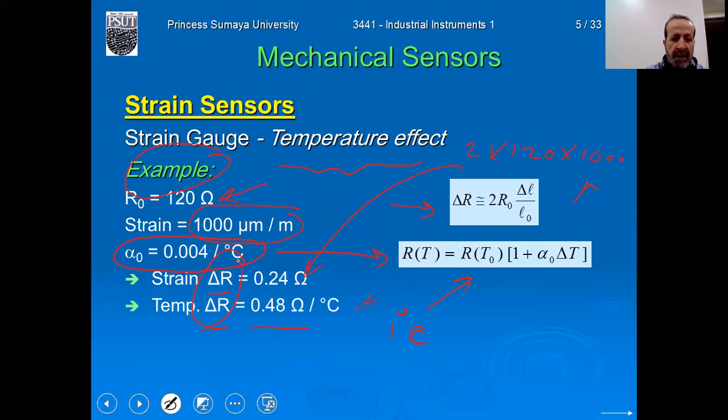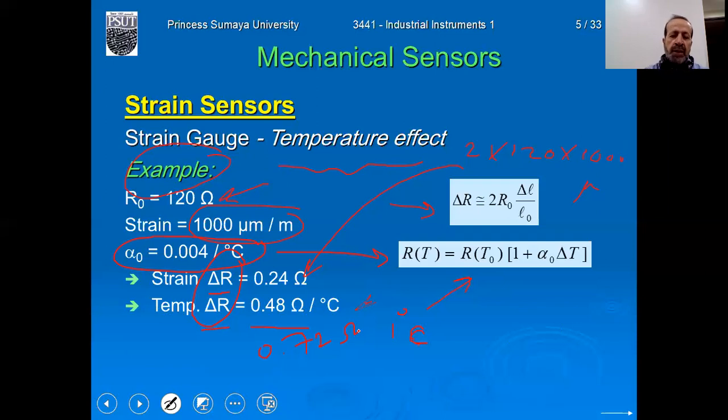And this is undesirable. So if you add this to this, for example, you will get a change in resistance of 0.6 or 0.72 ohm. But the strain change alone is actually only 0.24, so you will have a wrong result. This means that the change in resistance due to temperature masks the result. You will not know the actual strain in this case.